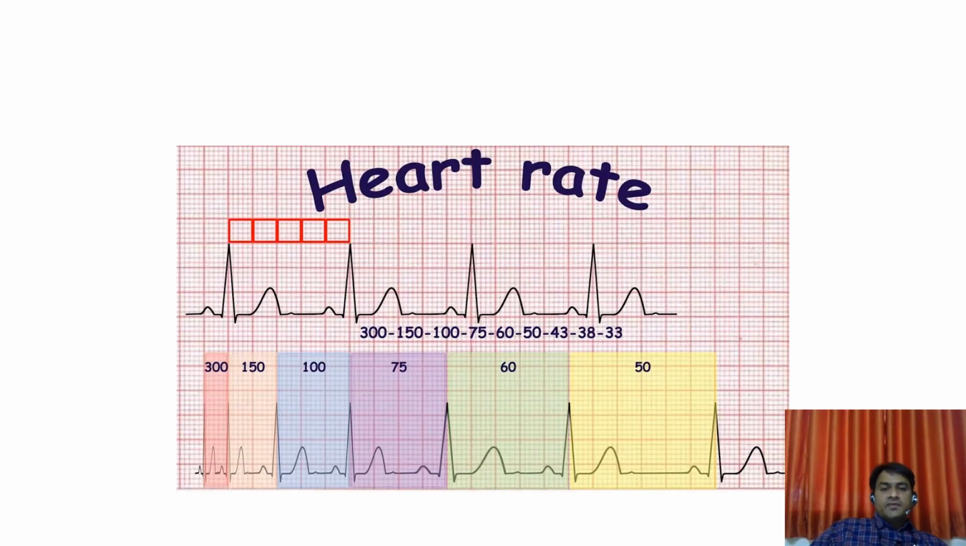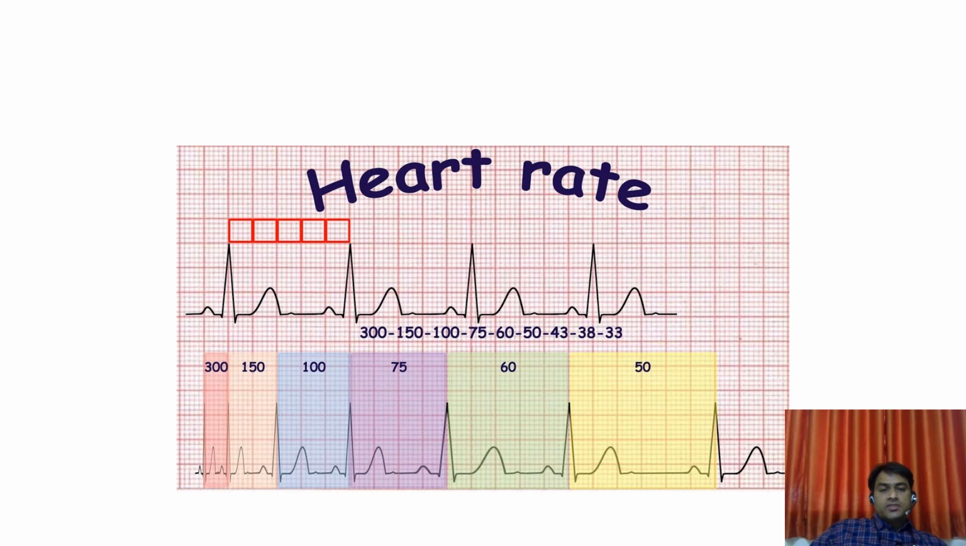So one of the simplest ways to calculate the heart rate is to mark how many large squares it spans. If one R wave to the next R wave spans only one large square, then it is 300. If it spans two large squares, then it is 150. Three large squares, that is 100. Four large squares, 75. Then five large squares, 60, and six large squares is 50.